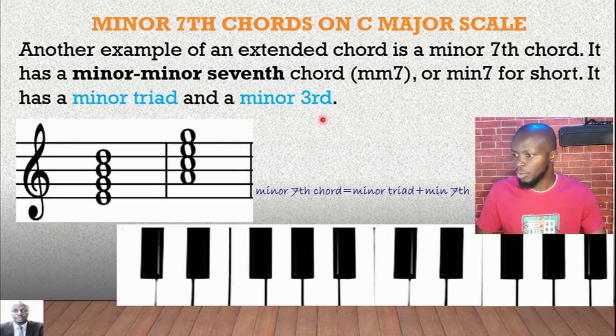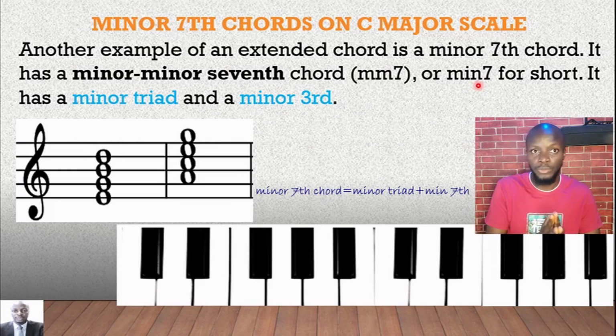You can call it MM seventh, or MIN seventh. If you read lead scores a lot, you'll see all the symbols written on a piece of music, because they want you to be specific in playing such kind of chord. It has a minor triad, like I said, and a minor third. So from the 5th to the 7th is a minor third.